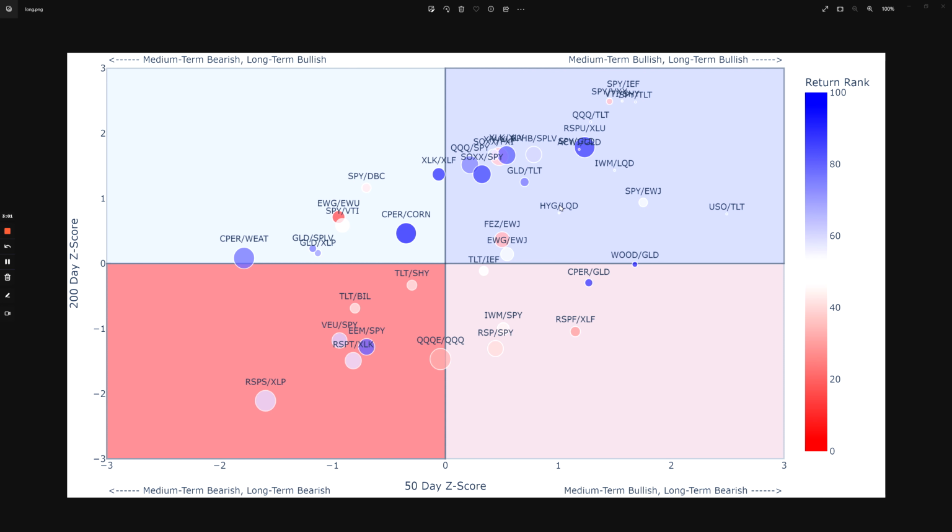Bringing it all together, the quadrant determines the strength of the trend, and the bubble size and colors both determine the stability or lack thereof of the trend.